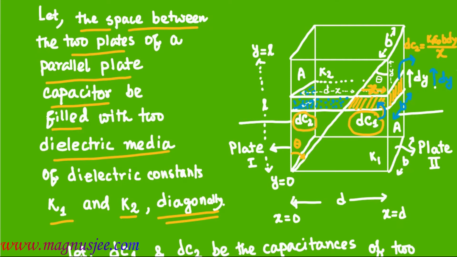Now for the elementary portion having dielectric constant k2, dC2 is the capacitance of this elementary portion. In this case horizontal width is d minus x, and dy is the height, and b will be again the breadth on the cross section. In this case, capacitance of this elementary portion will be k2 epsilon 0 b dy divided by d minus x.